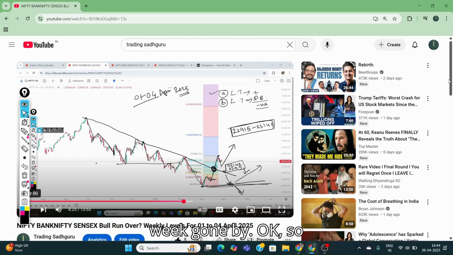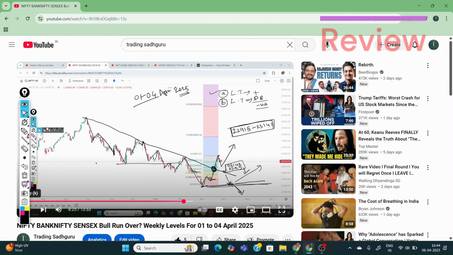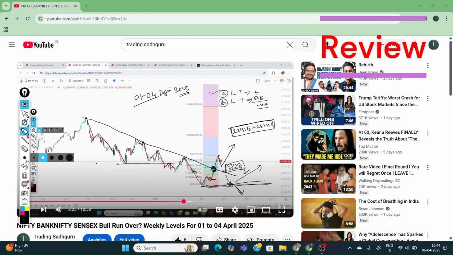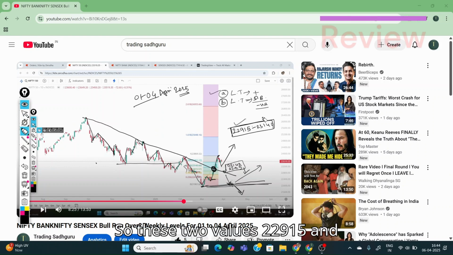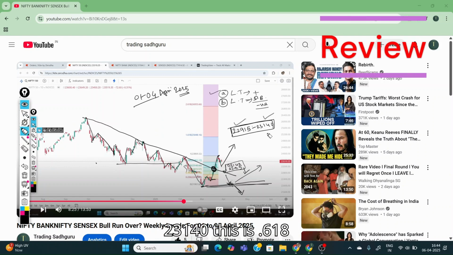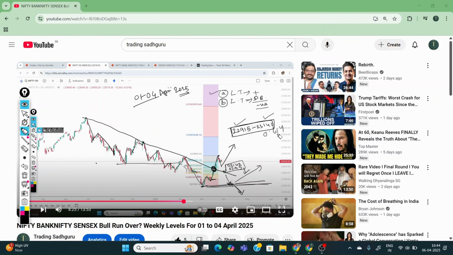Let us first look at what we had discussed in the last video for the week gone by. So here it is, our last video. This pattern, from September till now, was broken, and in our video we mentioned that this is the 0.618 and 0.5 zone as per Fibonacci. So these two values, 22,915 and 23,140. This is 0.618, and this is 0.5, on the Fibonacci levels.